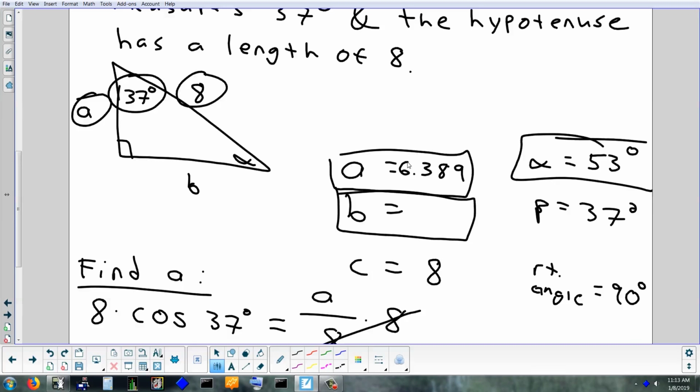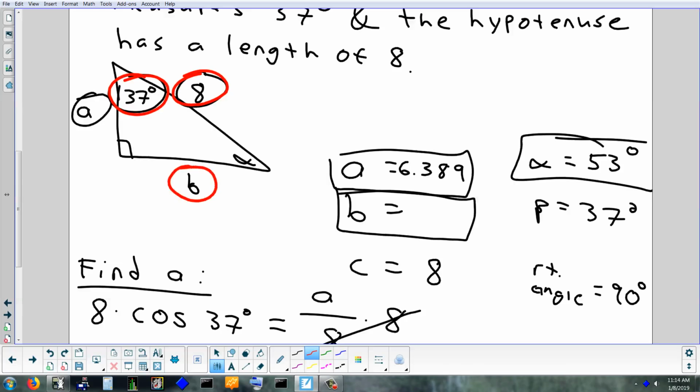Okay? So let's get B the same way we found A. This time I'll circle everything in red. So I'm sticking with the angle that was given. I'm going to stick with the side that was given. And this time I want to find b. So what trig function would I use this time? Wouldn't be cosine. That's what we used last time. It's either sine or tangent.